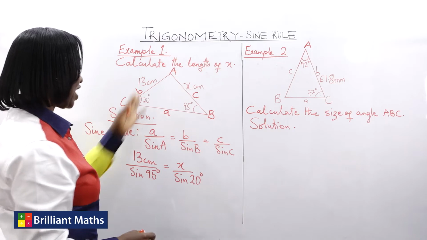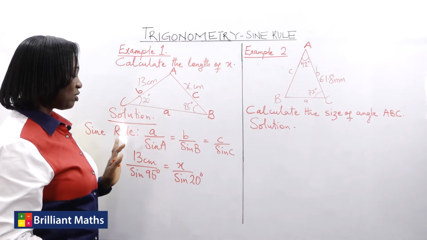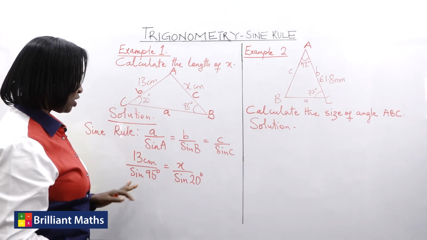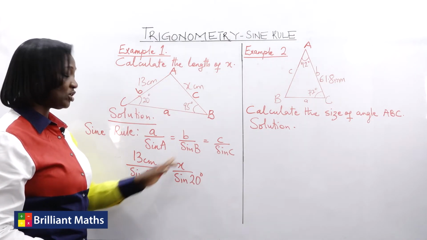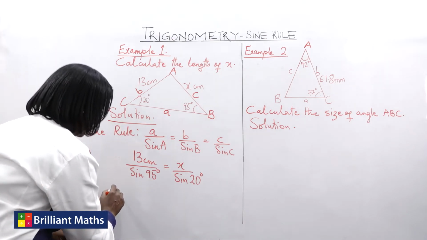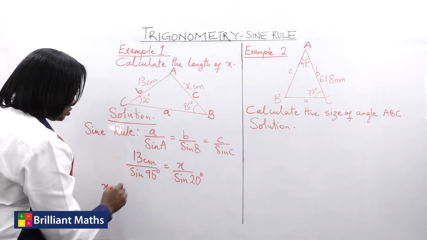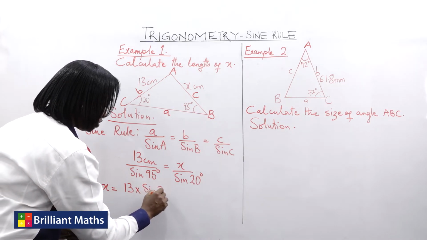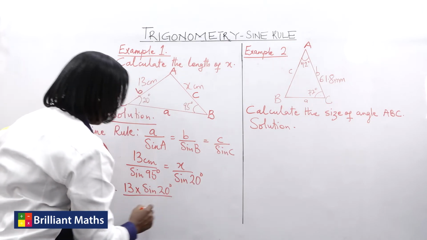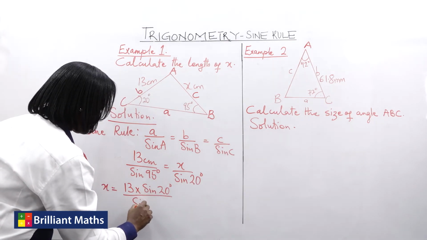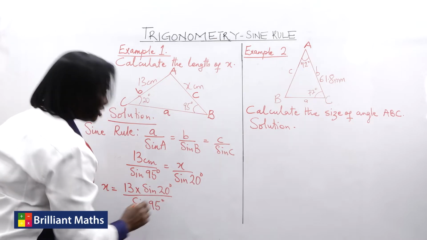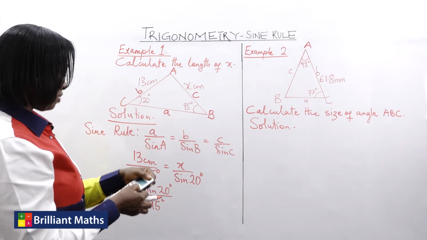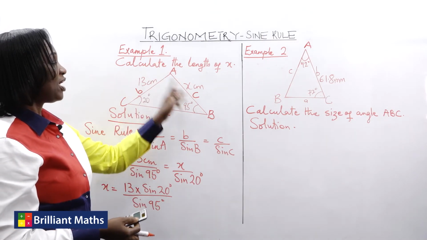So to find the length of x, we simply cross multiply. So sine 20 times 13 centimeters over sine 95 degrees will give us the value of x. So x is equal to 13 times sine 20 degrees over sine 95 degrees. So we'll put that into the calculator to be able to find the length of AB, which is not known.